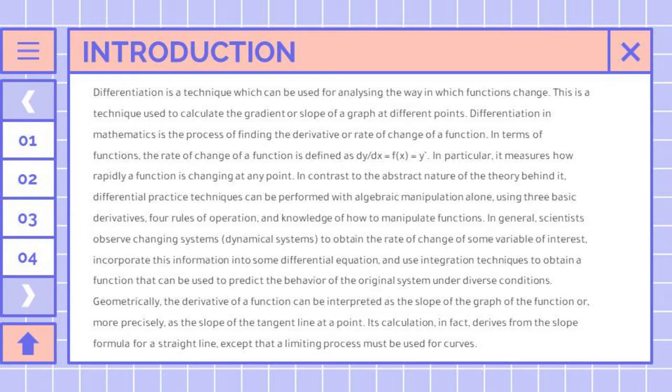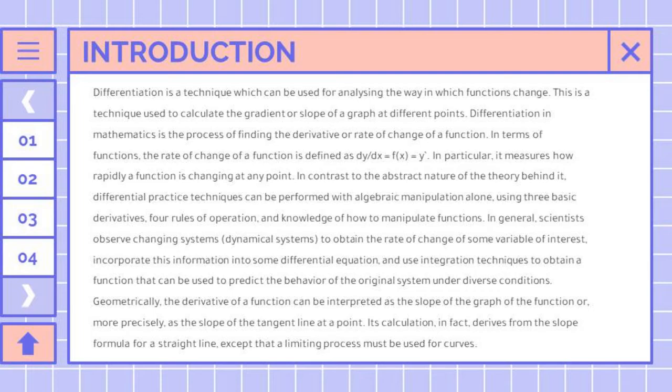We are going to discuss the topic about apply maximum and minimum problem under application of differentiation. First, let me explain briefly about differentiation. Differentiation is a technique which can be used for analyzing the way in which functions change. This is a technique used to calculate the gradient or slope of a graph at different points. Differentiation in mathematics is the process of finding the derivative or rate of change of a function.